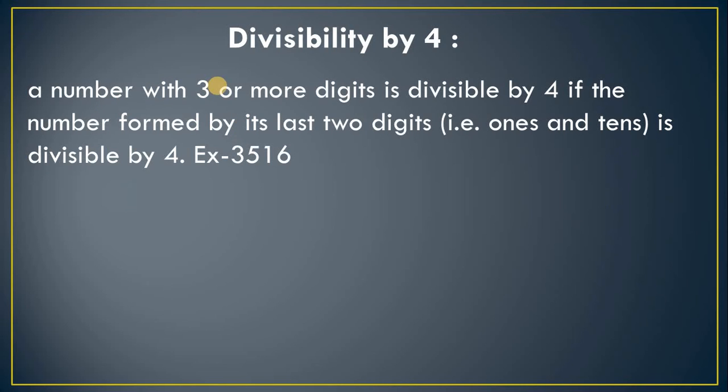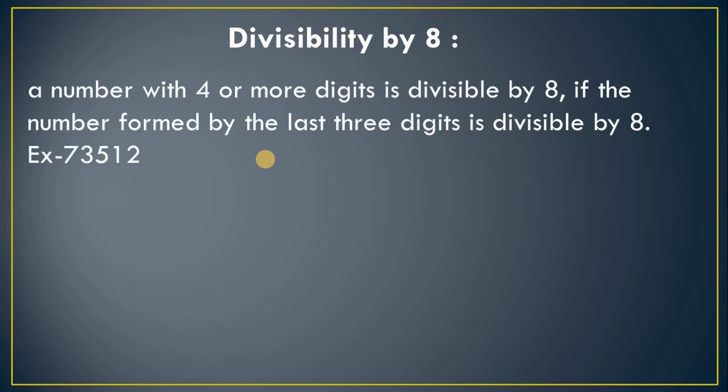Divisibility by 4. If a number with 3 or more digits has its last 2 digits forming a number divisible by 4, then the number is divisible by 4. So if you take this example, how will you check? You have to check the last 2 digits, the ones place and tens place. If you consider the last 2 digits, 16, it is divisible by 4 because 4 into 4 is 16. So you have to check the last 2 digits, and if they are divisible by 4, the number is divisible by 4.